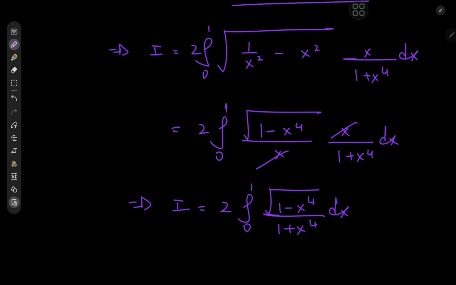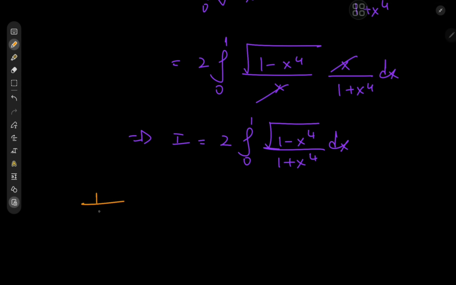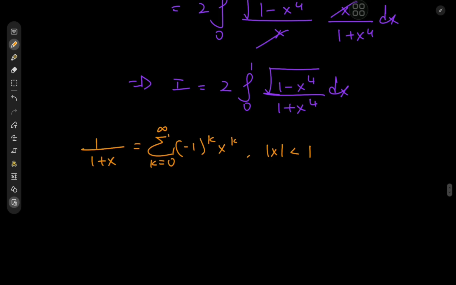But what on earth do we plan to do with this new version of the target integral? Well, we do know that we can expand 1 by 1 plus x as the geometric series, that is the sum over the non-negative integers k of negative 1 to the k times x to the k, as long as the absolute value of x is less than 1. And this is valid for both x and x to the 4th power on our interval of integration. So this implies that 1 by 1 plus x to the 4th power equals the sum over k of negative 1 to the k times x to the 4k.